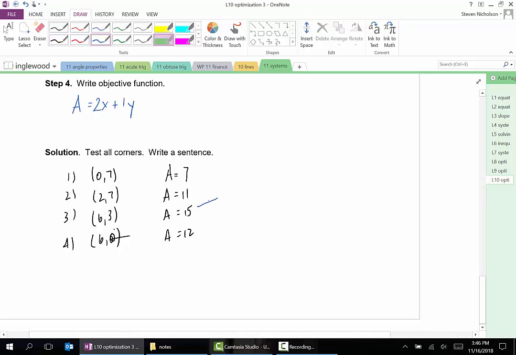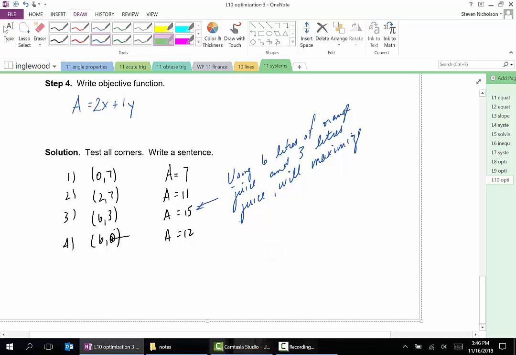And based on that, this is my combination: 6 liters of orange juice and 3 liters of grape juice. That will maximize the vitamin C. So in a sentence, using 6 liters of orange juice and 3 liters of grape juice will maximize the amount of vitamin C.